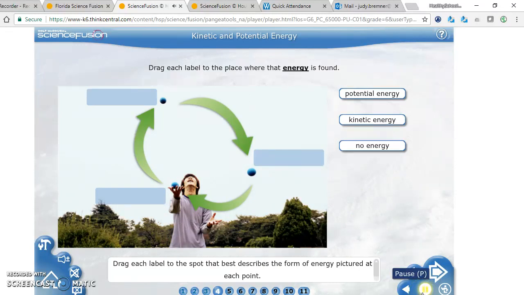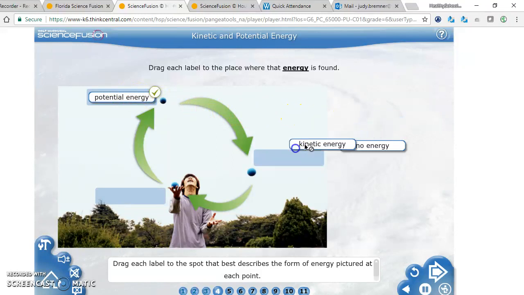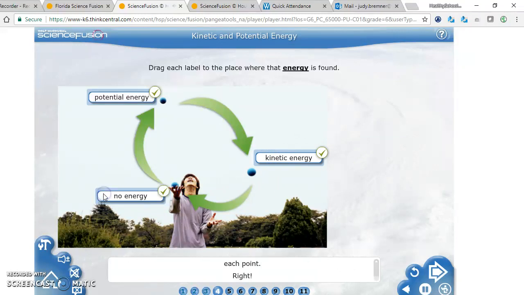Can you match the types of energy to the correct position? Drag each label to the spot that best describes the form of energy pictured at each point. Right. Where the ball is moving, it has kinetic energy. Where it is still but could fall, it has potential energy.